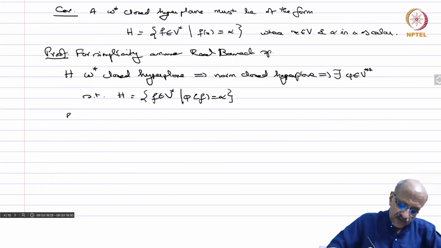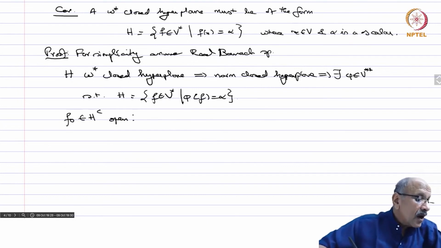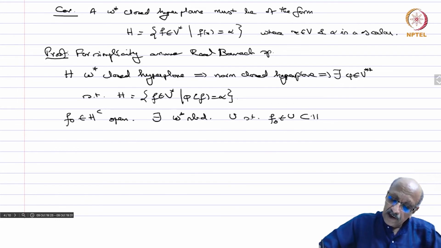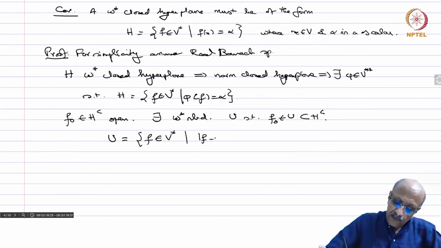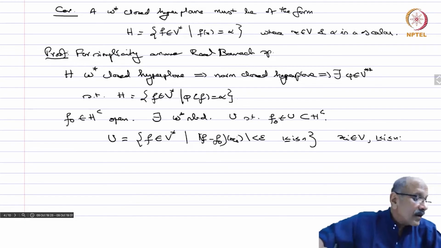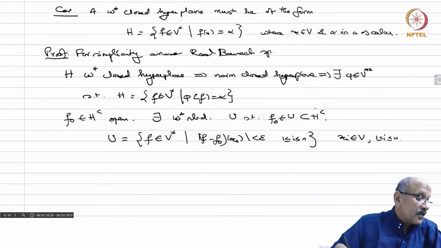Okay, so now let us assume f0 belongs to H complement, which is now open. So there exists a weak star neighborhood U such that f naught belongs to U, and that is completely contained in H complement. So what does U look like? U is going to look like the set of all f in V star such that mod (f minus f naught)(xi) is less than epsilon, for 1 less than or equal to i less than or equal to n, where xi belongs to V, and epsilon is positive.